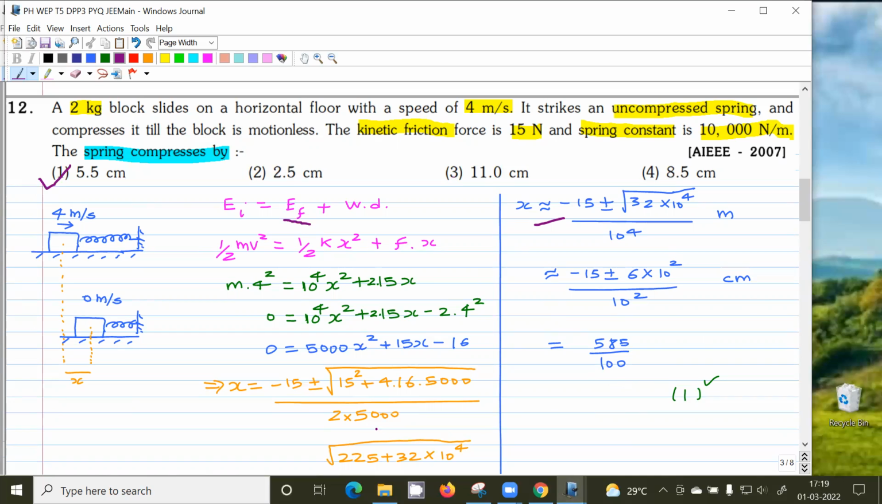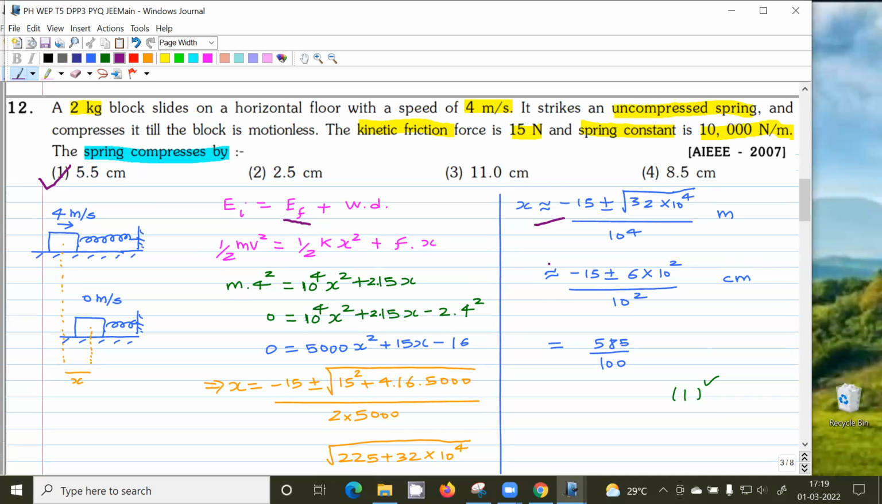Is this clear? Yes, sir. You have to make quick approximations. One is neglecting this 225, and after that, considering this 32 as 36. Neglecting 225 means I have lost some value, and here also 32, if you consider this as 36, I'm gaining some value. So this approximation compensates for the other. If both approximations are in the same direction, then it's a problem. But these two approximations are in opposite directions, so they'll cancel a little bit. Still I'm getting 5.85, so it is 5.5.